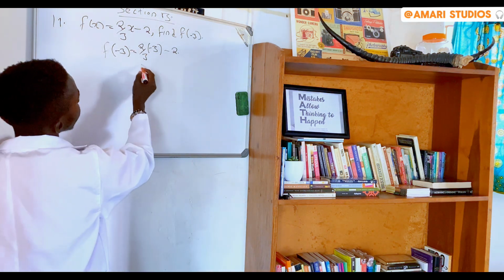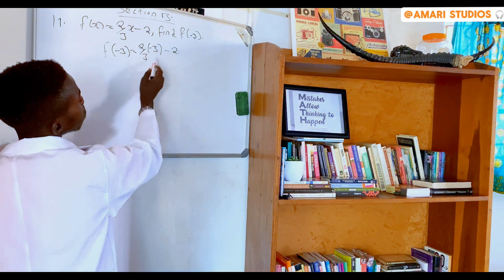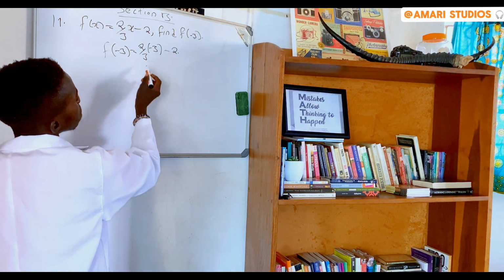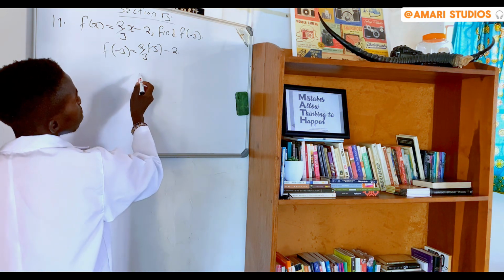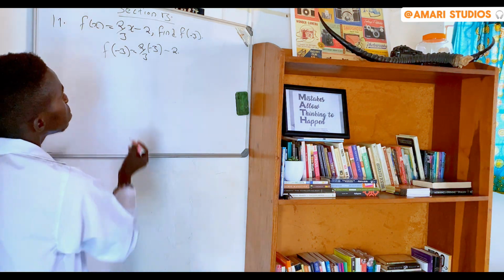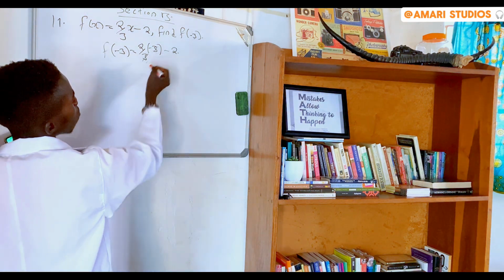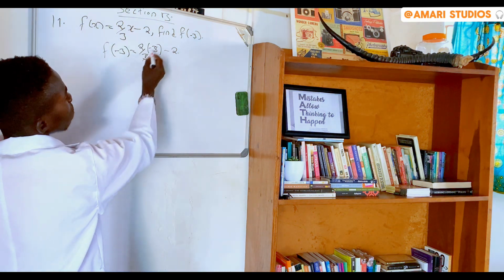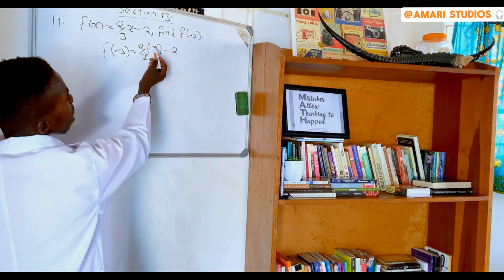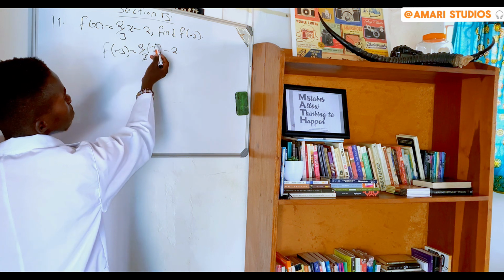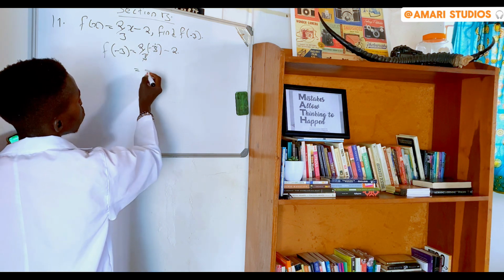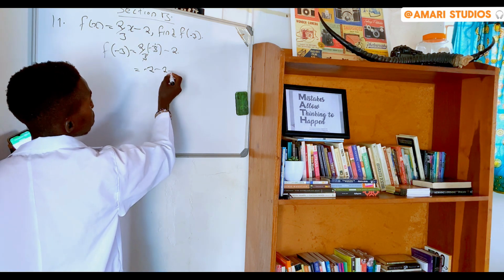So what you are going to do here, 2 over 3 multiplied by negative 3. As you can see, 3 and 3 are common, so you can just cancel them out, in other words, divide them out. 3 divided by 3 is 1. Then there's going to be negative 1. Negative 1 multiplied by 2 will give us negative 2. Then that is minus 2.